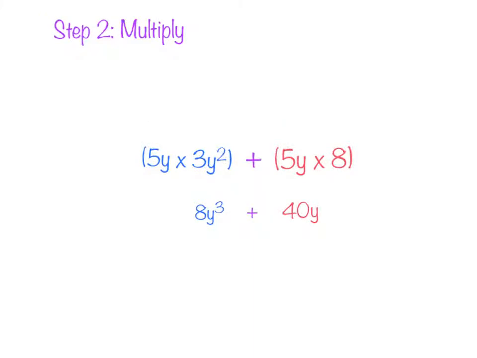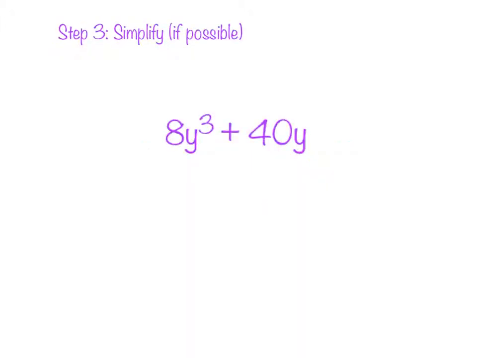Step 2. Multiply. So we'll multiply 5y times 3y to the second, which is 15y to the third. And then we'll add that to 5y times 8, which is 40y. Step 3. Simplify if possible. So in this case, we can't simplify. So 15y to the third plus 40y is our answer.